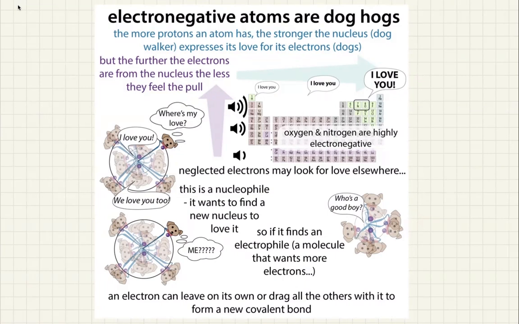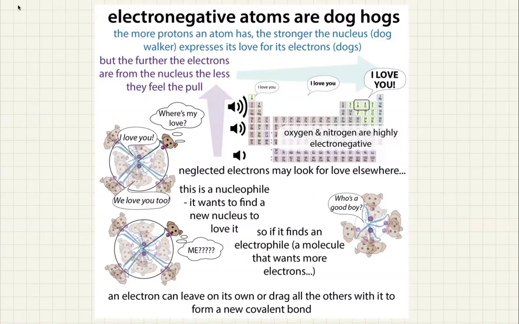But if they're closer in the periodic table, then they're going to be closer to that pole. So if you have something that is electronegative, this is like something that is really tightly held by the dog walker. The dog walker has a tight pull over them. So they're going to be farther up in the table because they're going to be closer to that nucleus. So as you go up in the periodic table, you're increasing your electronegativity.